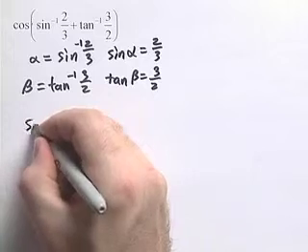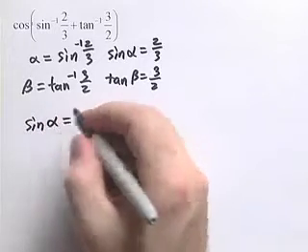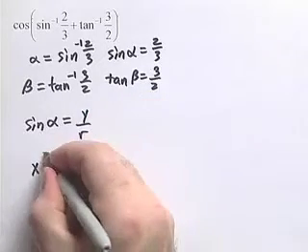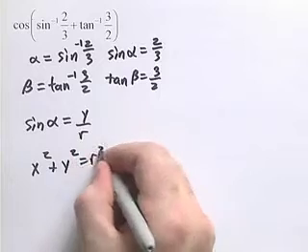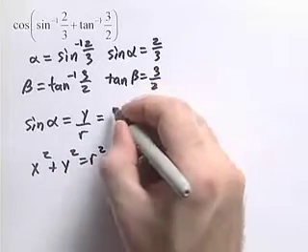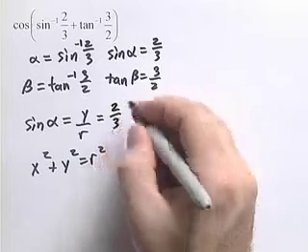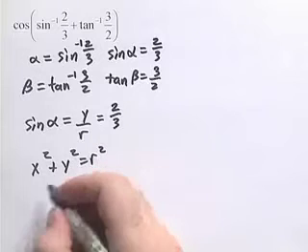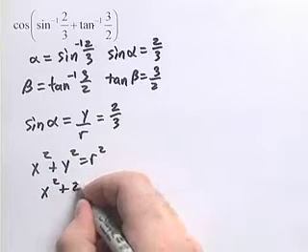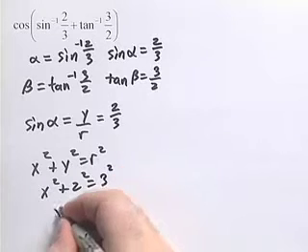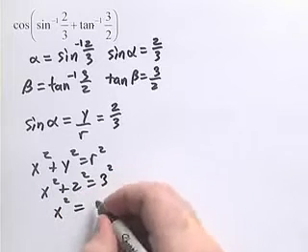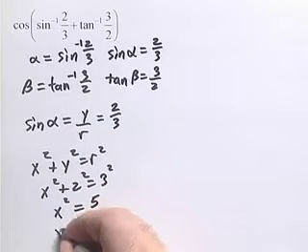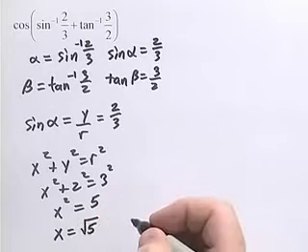Since we know that the sine in a circle will be y over r, we consider a circle of the form x squared plus y squared equals r squared. Here you have the sine of alpha is equal to 2/3. So we have y is 2 and r is 3. If we put those into our equation, we'll get that x squared plus 2 squared equals 3 squared, which gives us that x squared is equal to 5. We know that we're in quadrant 1, so x needs to be positive, so we'll get that x is equal to the square root of 5.